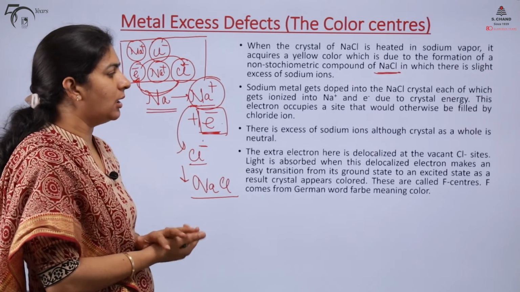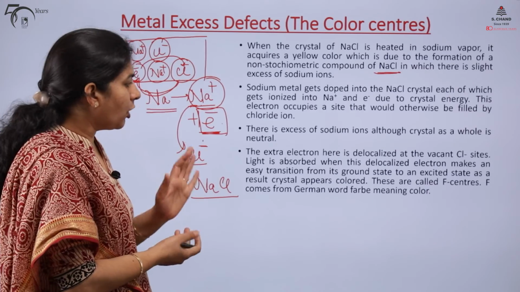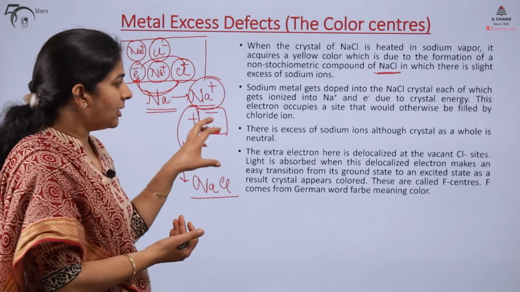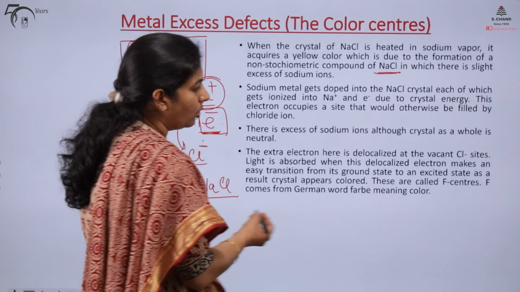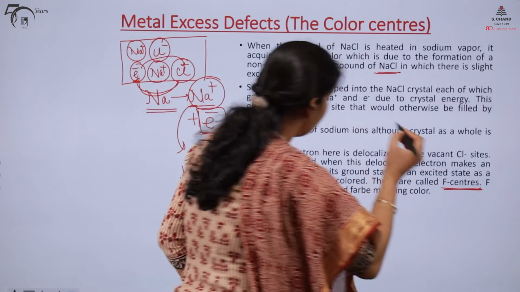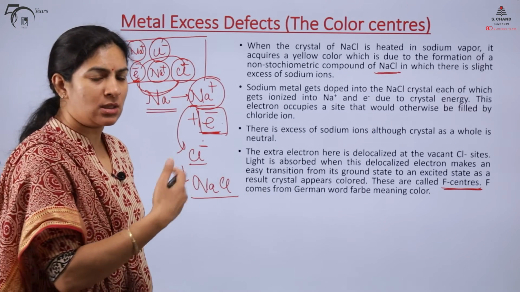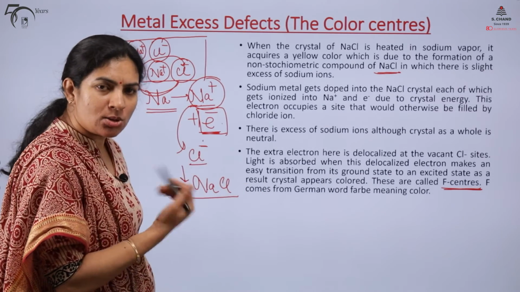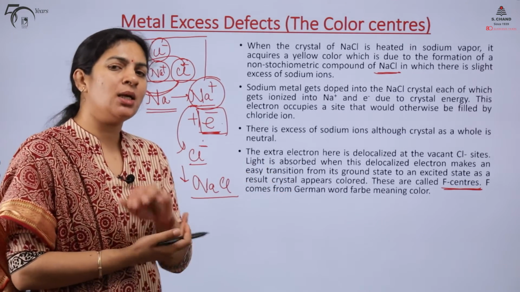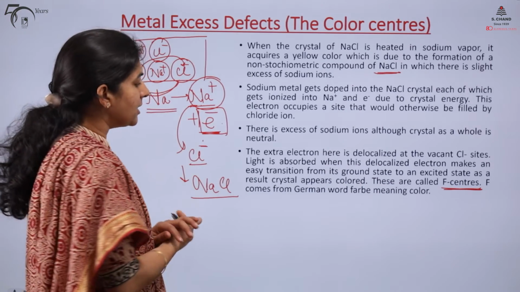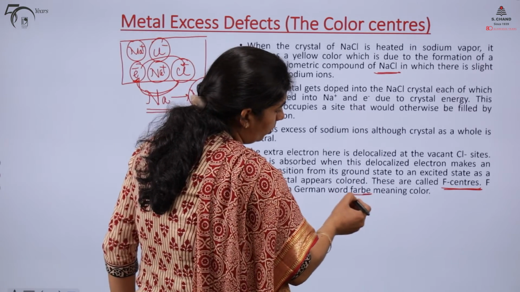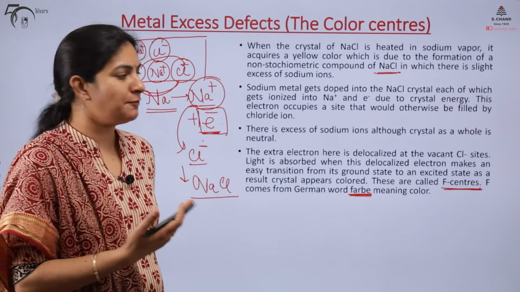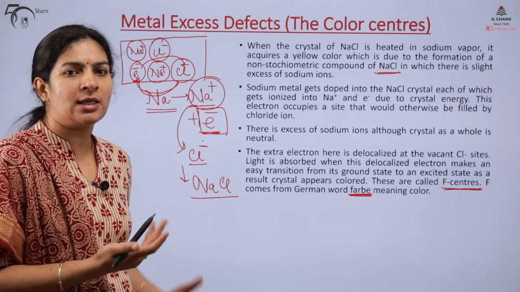So the yellow color of this crystal is because of the metal excess defects, and these colored centers are also known as F centers. The electrons which are jumping, these delocalized electrons, are known as F centers. Now you may be wondering where this F comes from. This F comes from a German word Farbe. Farbe means color. So F centers are nothing but colored centers.